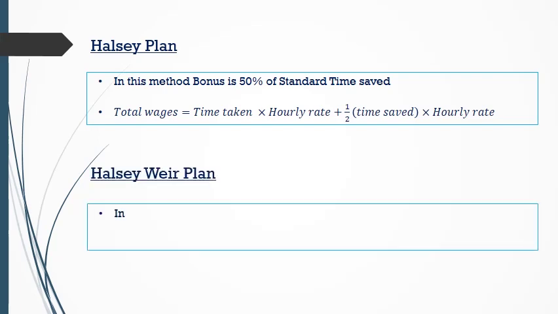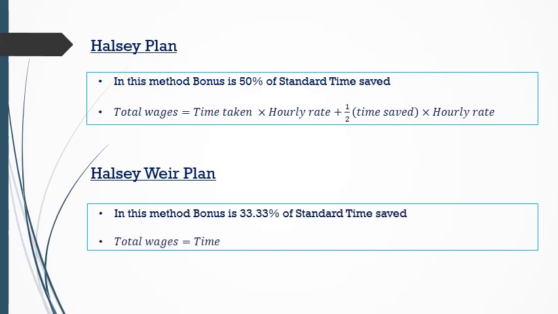Halsey Weir plan is the same as Halsey Plan. The difference is the bonus will be changed from 50% to 33.33%. The formula for calculating wages is time taken into hourly rate plus 33.33% into time saved into hourly rate. We will solve problems on all the formulas in the next video.